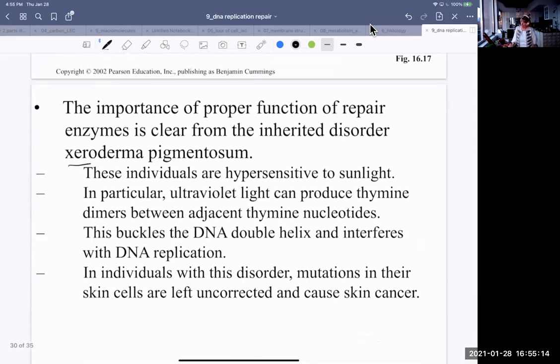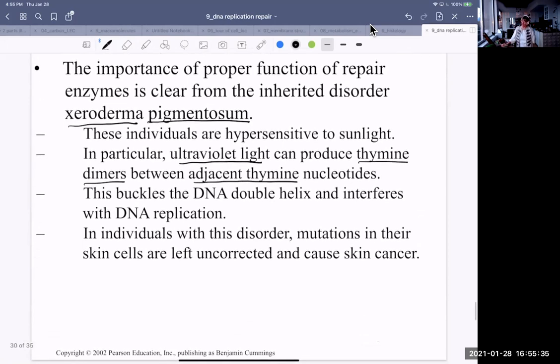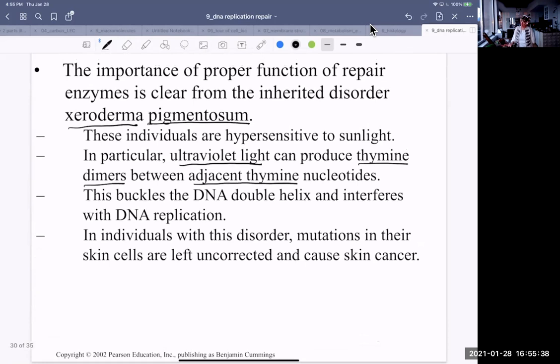So xeroderma pigmentosum, those are individuals that are very sensitive to sunlight, for example, ultraviolet light, and that can produce thymine dimers. Dimers means 2 thymines instead of 1 between adjacent thymine nucleotides. So it buckles the DNA and it interferes with replication. So sometimes, because those mutations can be uncorrected in skin cells, it can cause skin cancer.